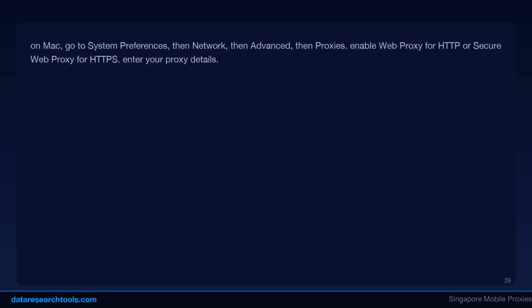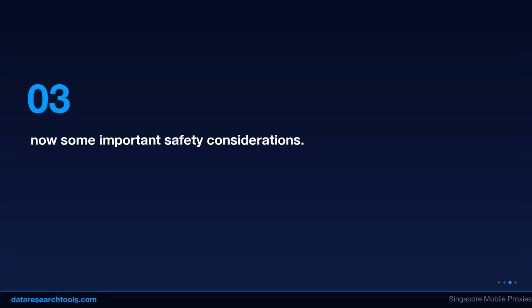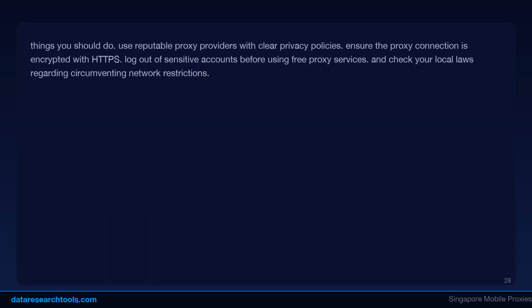On Windows PC, go to settings, then network and internet, then proxy. Enable manual proxy setup and enter the proxy address and port from your provider. On Mac, go to system preferences, then network, then advanced, then proxies. Enable web proxy for HTTP or secure web proxy for HTTPS, then enter your proxy details.